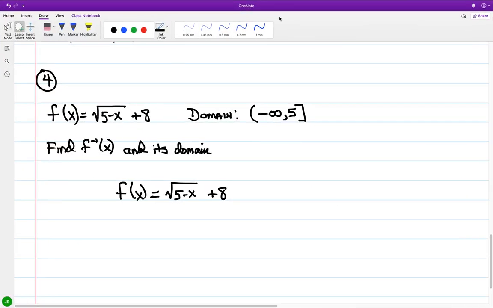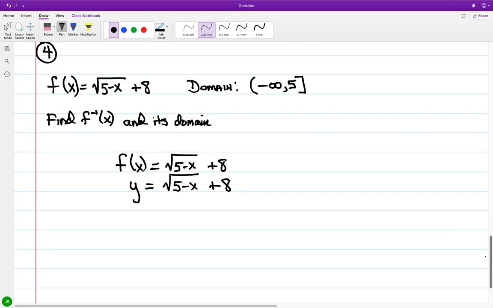All right, so the given function f of x is equal to the square root of 5 minus x, followed by the addition of 8. And again, f of x is functional notation for what we otherwise say is y. So here y is equal to the square root of 5 minus x, followed by the addition of 8. And looking for the inverse, we're going to interchange the x and the y.